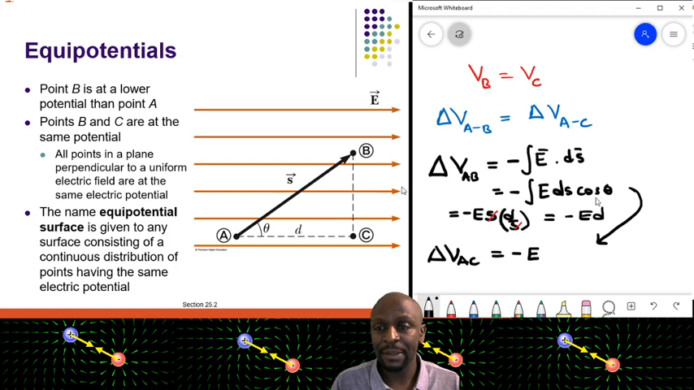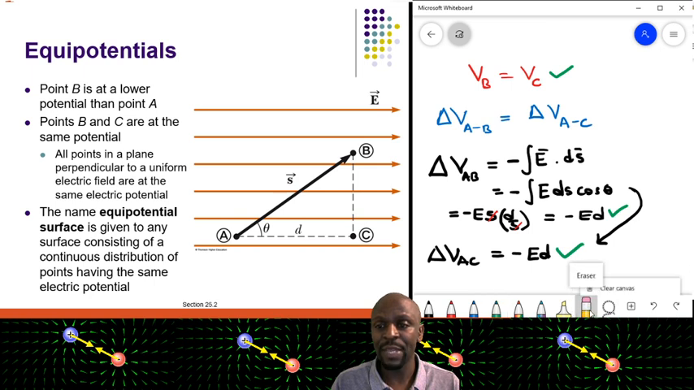but the cosine between the ds and the electric field is in the same direction. Therefore, theta is just 0. As a result, you are just going to have 1 for the cosine of 0. The magnitude ds in this case from A to C is nothing else but just d. As a result, we have actually proven that this value here is just the same as this. Therefore, that implies that the potential at B is just the same as the potential at C.